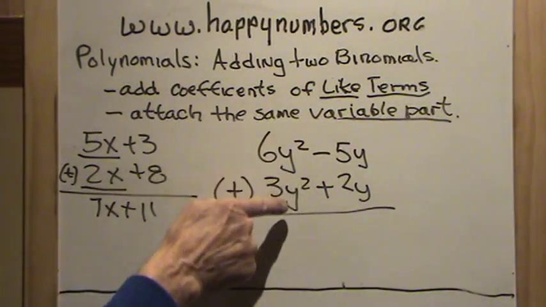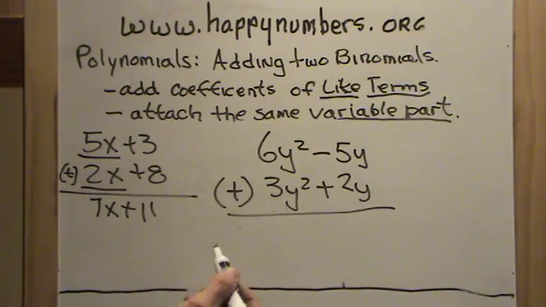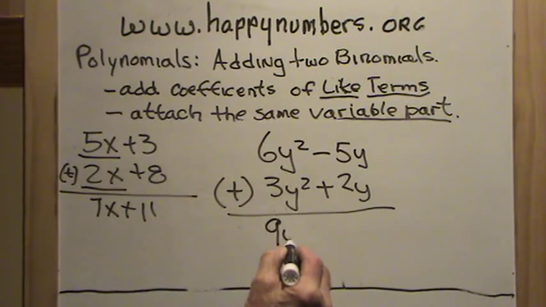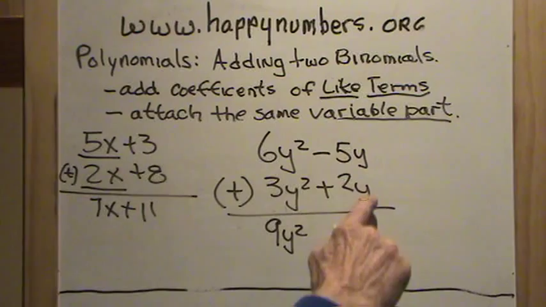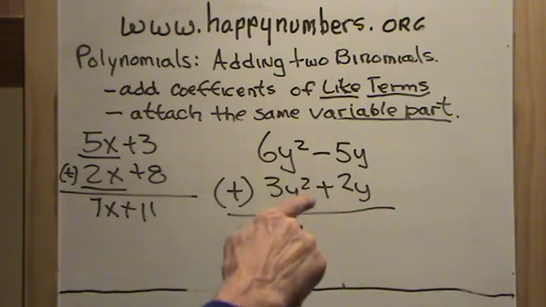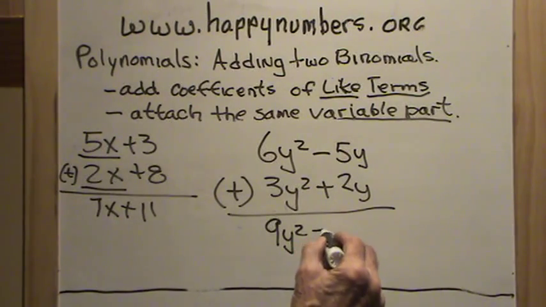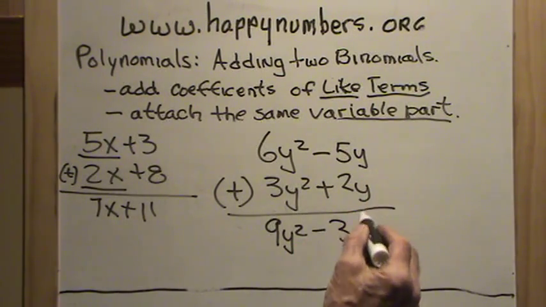Well, these two are like terms because they're y squared, so we can combine the 6 and 3 is 9, and we use the variable part y squared. And these two are like terms, so we can combine these two coefficients. Negative 5 and positive 2 gives us a negative 3, and we use the same variable part.